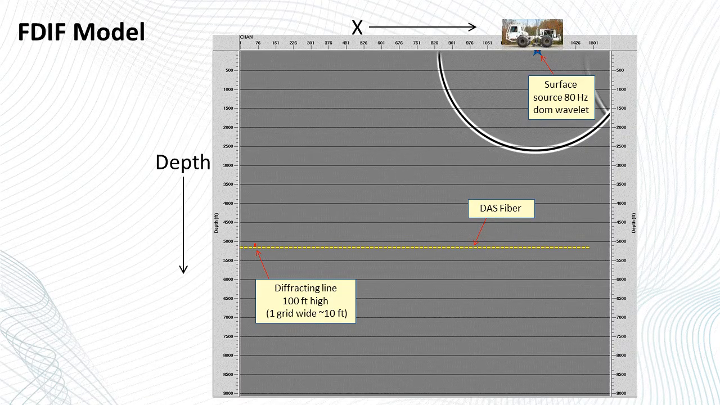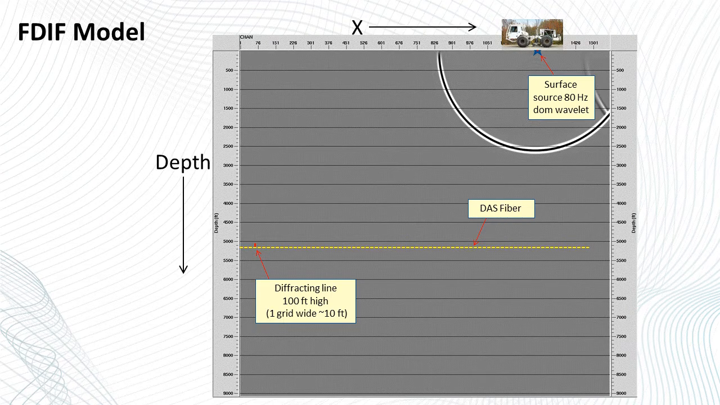Just quickly, we use an acoustic finite difference modeling package with a simple constant velocity model to demonstrate the concept that we're talking about. So there's a surface seismic source at the top of the image on the right, and a horizontal DAS fiber at a depth of about 5,100 feet, and this tiny little 100-foot tall fracture above the DAS cable on the left-hand side.